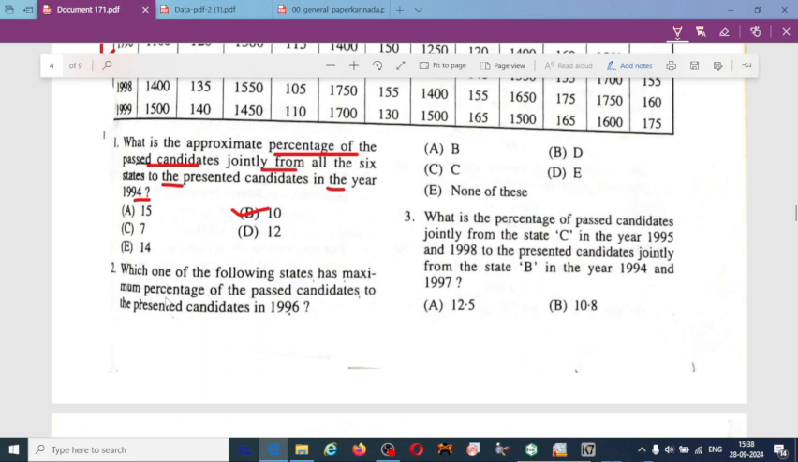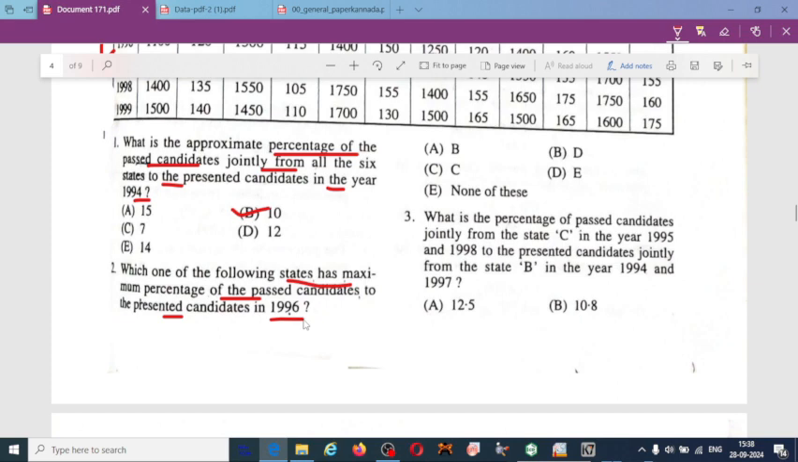If you read the question carefully and observe the data carefully, you can solve it. It is not necessary to fear once you see the data interpretation question in your exam. Actually, if you deal with them carefully, you can solve them easily. But the data may look huge. Which of the following states has maximum percentage of the passed candidates to the presented candidates in 1996?